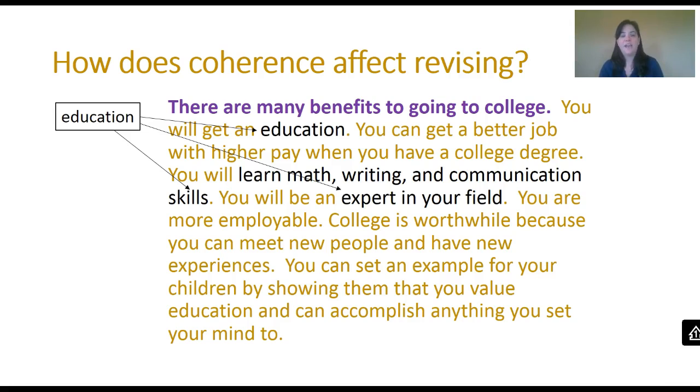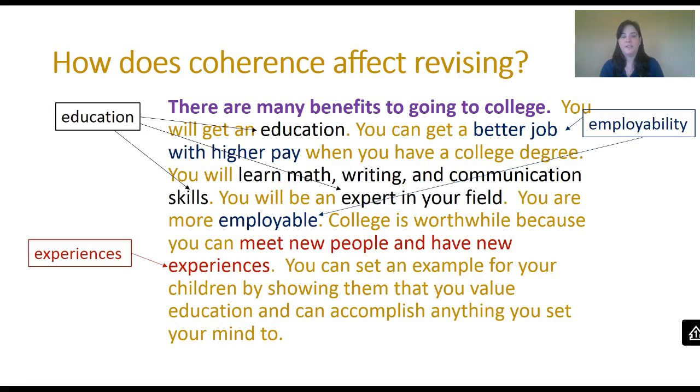First, we had the idea of education, and this is mentioned in two different sentences. But as you can see, they're mentioned a little bit far apart. They're not grouped together. Then we have the idea of employability. Again, this is mentioned twice: to get a better job with higher pay and to become more employable, but these two sentences that discuss this idea are separated within the paragraph.